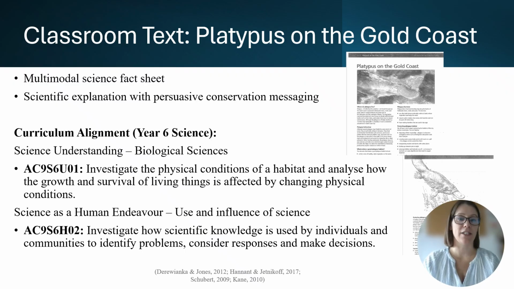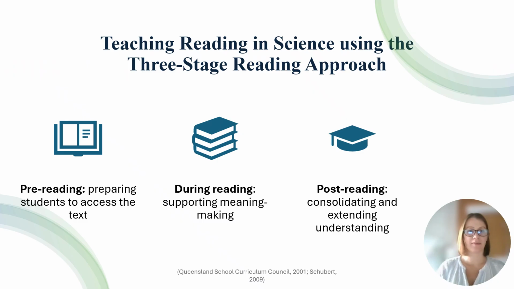The science text aligns directly with two Year 6 science curriculum descriptors. It supports students to investigate how habitat conditions affect survival and how scientific knowledge is used to respond to environmental challenges. As you know, when using a text in the classroom, a thorough analysis identifying learning requirements and opportunities is required. Without this analysis, comprehension difficulties can be misinterpreted as student deficits rather than challenges created by the text itself. This is why structured reading frameworks are essential when teaching content area texts.